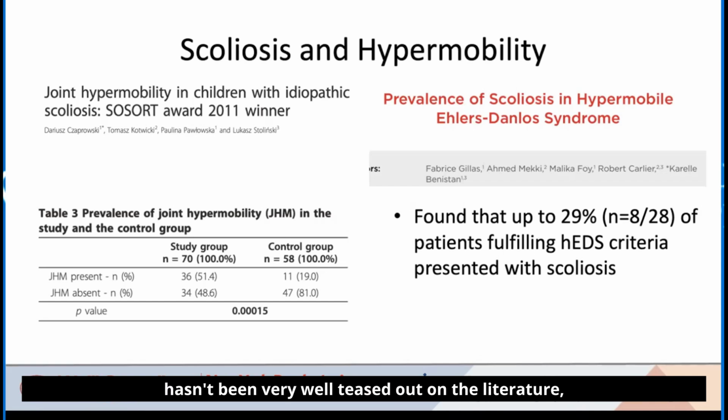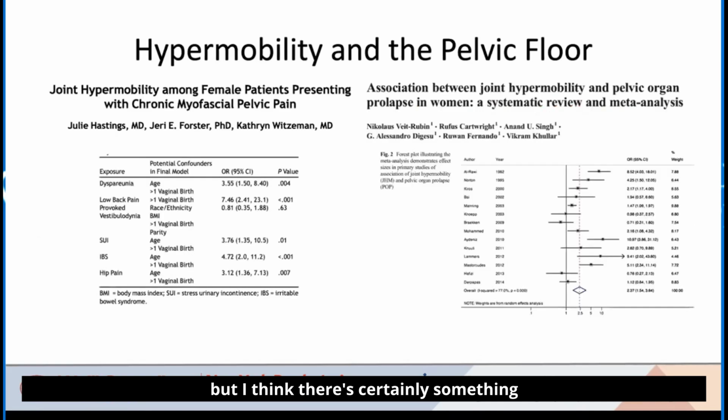It hasn't been very well teased out in the literature, but I think there's certainly something I see in clinic for sure. And as I alluded to, there is this connection as well with hypermobility and the pelvic floor. So when we think about what that can be coming from, obviously hypermobility affects our collagen. Collagen helps with our muscle strength and support. And so when we think about the stretching of the muscles and the ligaments around the pelvis, because of that hypermobility, those pelvic floor muscles get overly worked. They get tense, they get tight, they become painful.